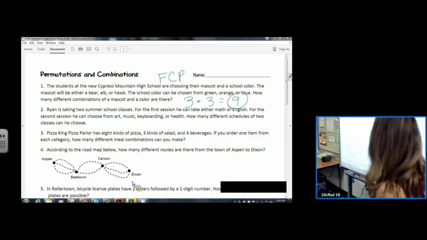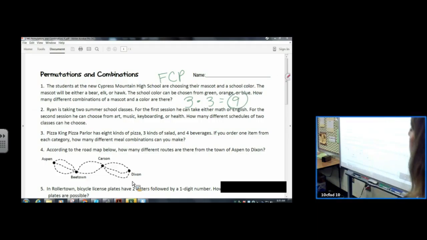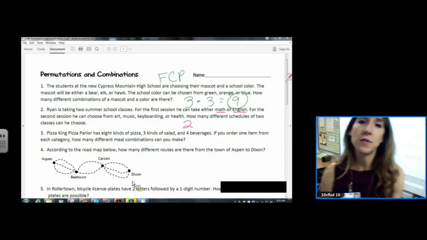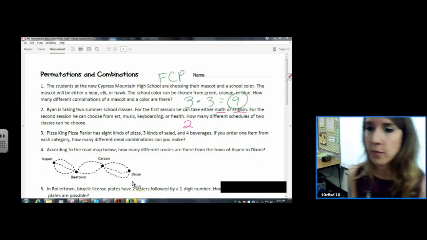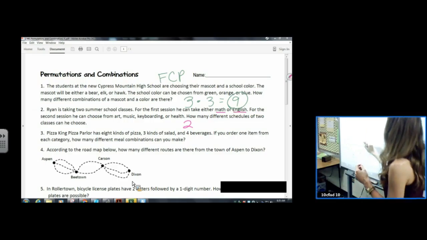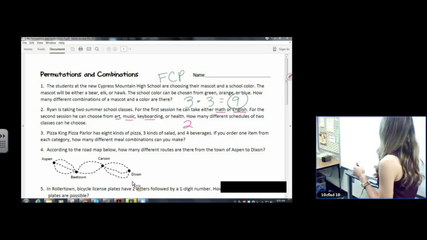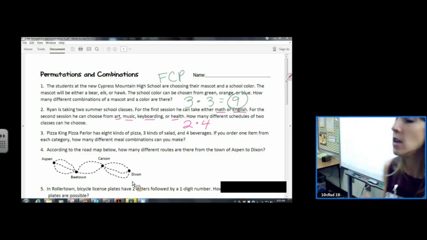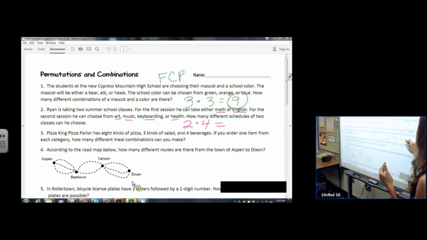Let's look at number 2. Someone's going to take some summer school, maybe get ahead, maybe get caught up, we don't know which one. The first session can take math or English. So in category 1, you have 2 choices. You keep it separate. For the second session, we've got art, music, keyboarding, or health. So in category 2, we have 4 choices. You simply multiply them together, and we get 8, and that's also the fundamental counting principle.